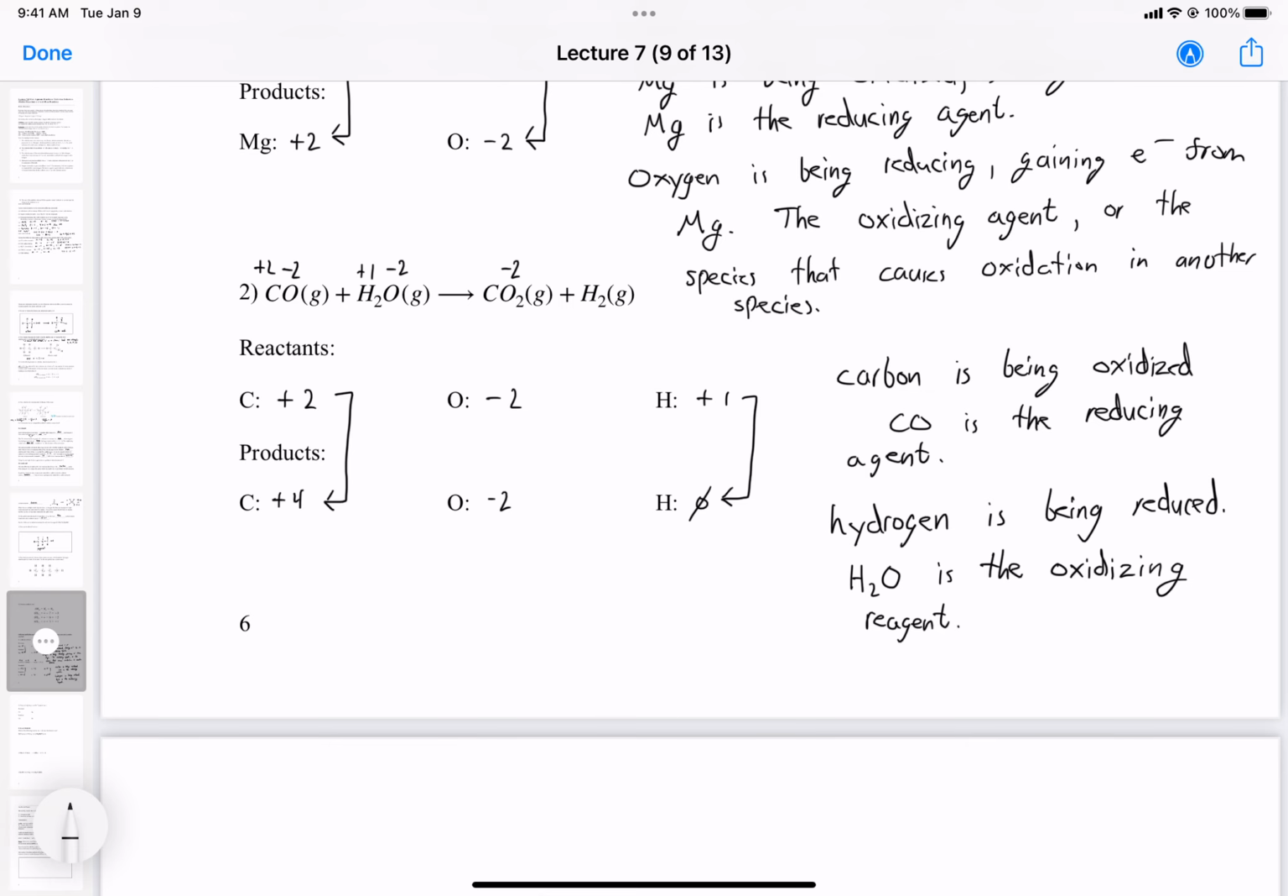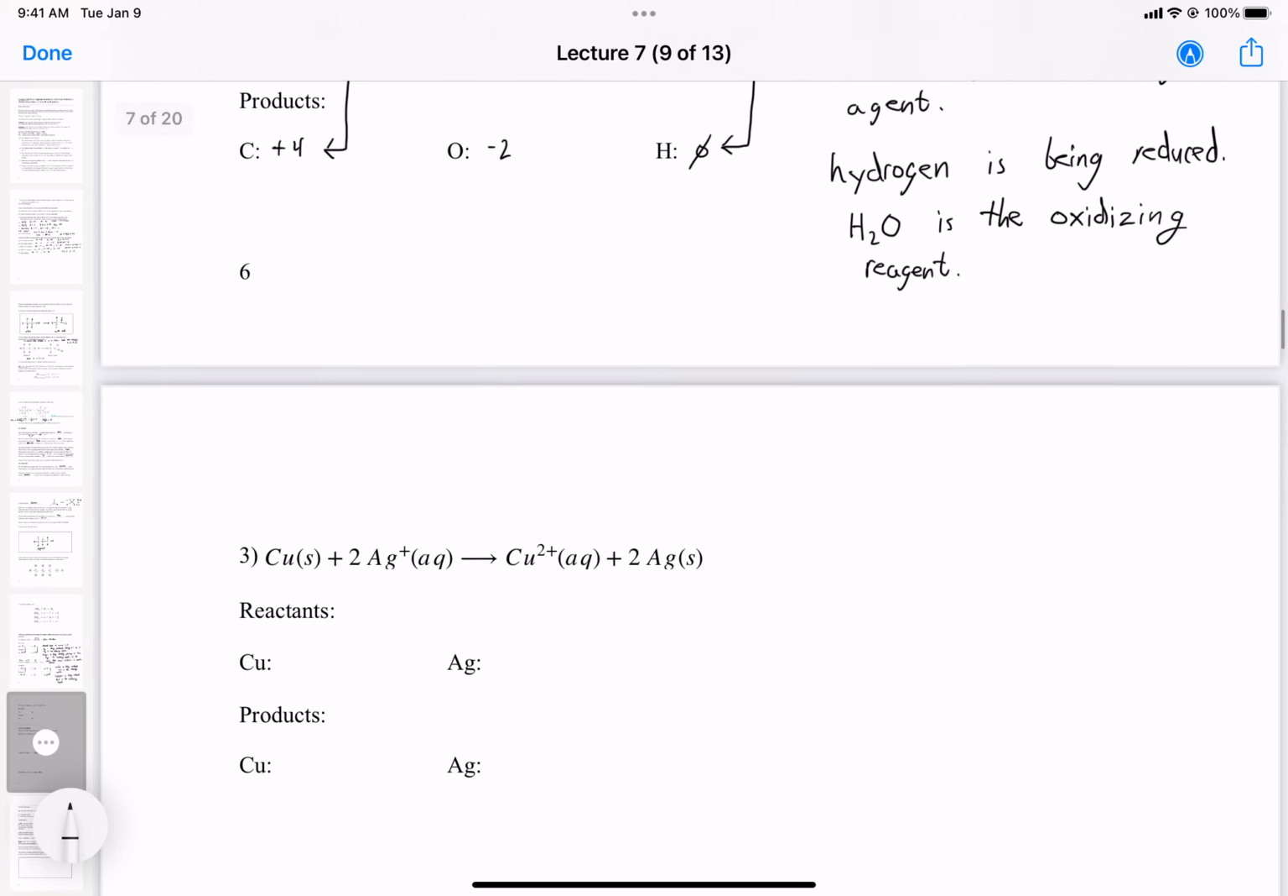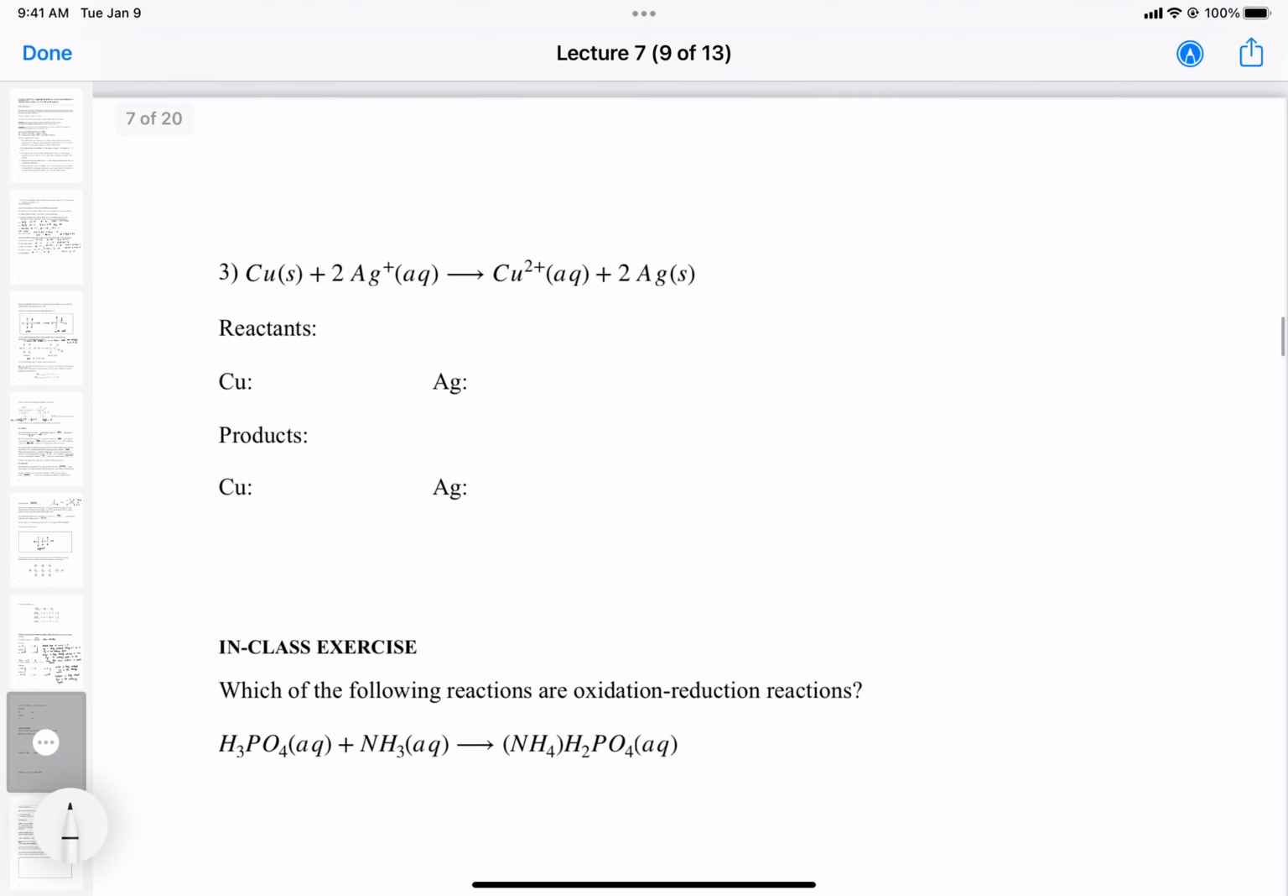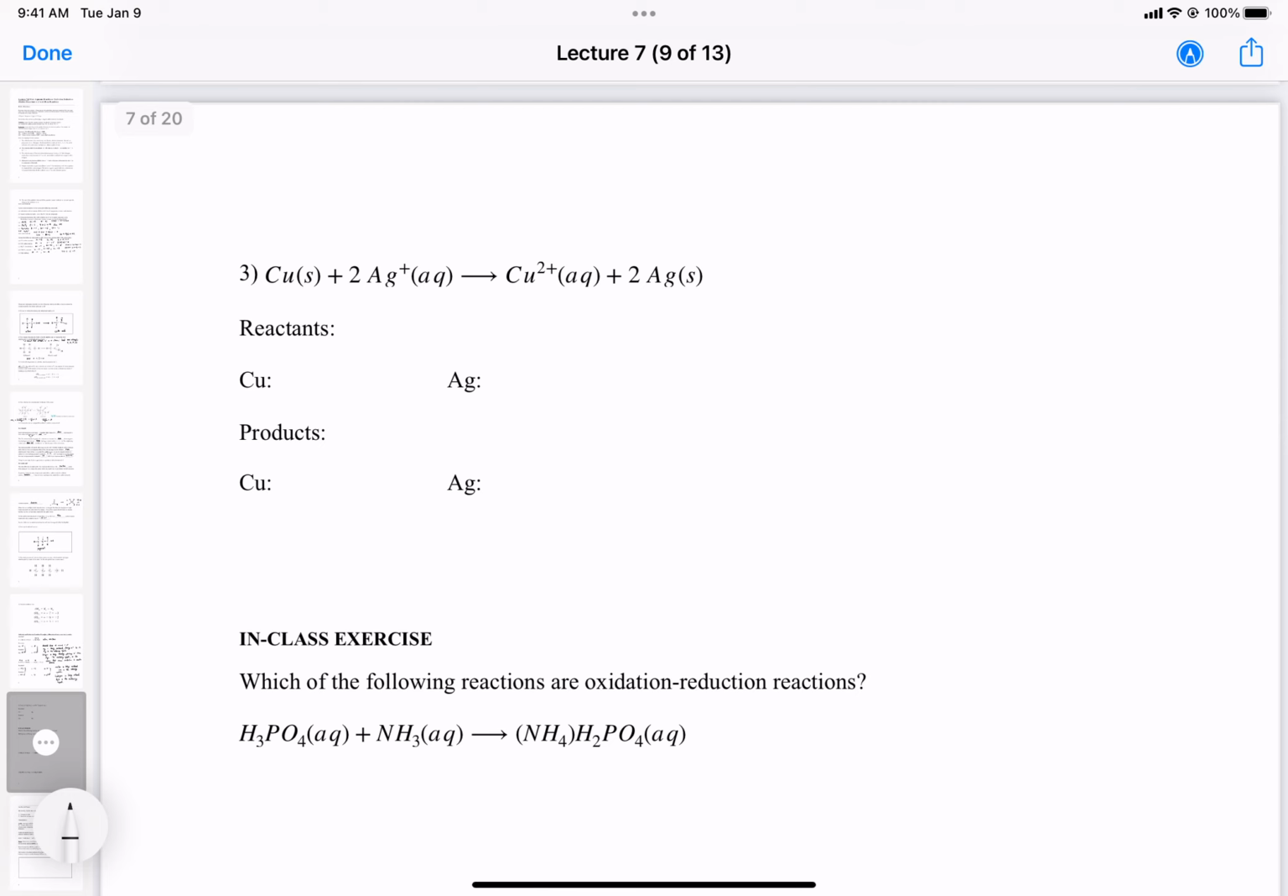All right, now let's move on to some other examples. Okay. All right, the last, not the last, but the third example here is we're going to go over copper solid. So the reaction between copper and silver +1 to go to copper 2+ and 2 silver. Okay. So we have a variety of different kind of elements here doing redox reactions. So definitely a very important process.